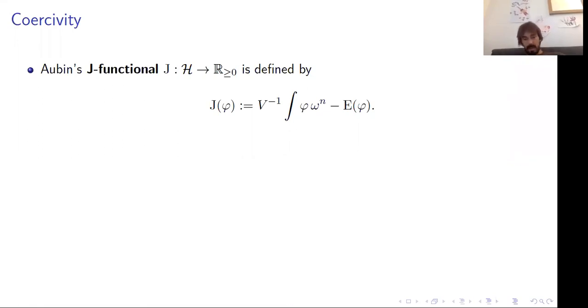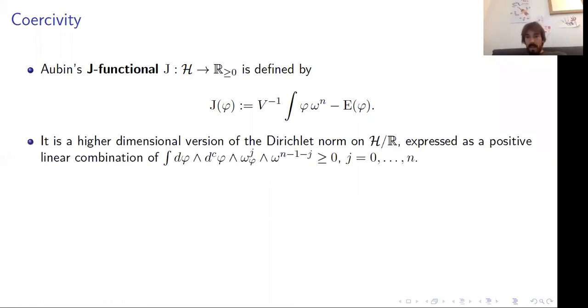So the first term should be seen as a very simple term that is just here to normalize the Monge-Ampère energy. And when you do this, you get something which is first of all non-negative, and secondly can be seen as a higher dimensional version of the Dirichlet functional from classical pluripotential theory. The Dirichlet norm of a subharmonic function is the L2 norm of the gradient of phi. So that would be the integral of d phi wedge d^c phi. And here we get a similar expression for J of phi as a positive linear combination of integrals involving d phi wedge d^c phi, but then also these partial Monge-Ampère things, so omega_phi to the j times omega to the n minus 1 minus j. Okay, and so we think of J of phi as a sort of norm on H.